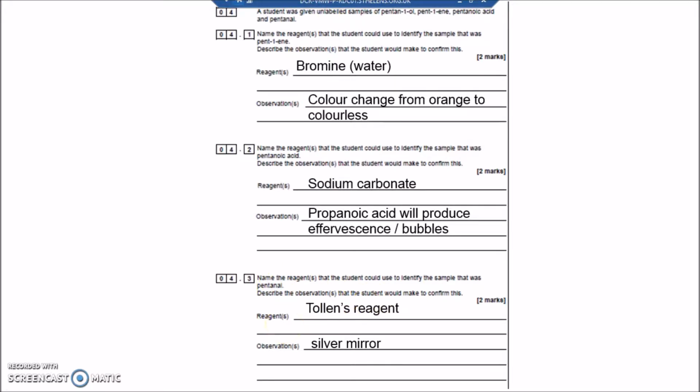Warm Tollens reagent is needed. The word warm, the condition, is needed at A2, gives a silver mirror. As I say, Fehling's solution giving a brick red precipitate would also suffice.